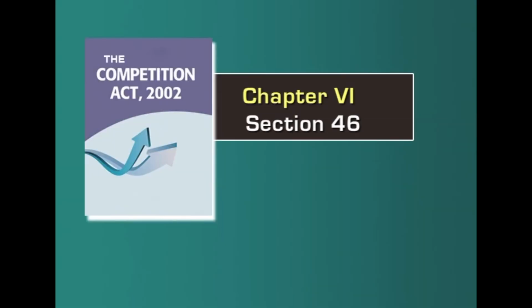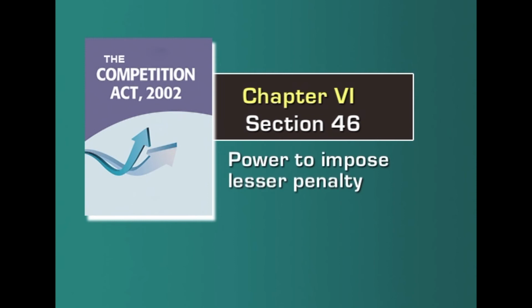The next section that deals with penalties is section 46. Section 46 talks about power to impose lesser penalty. Now, this is an interesting feature of the act where it provides the commission with the power to impose a lesser punishment subject to certain conditions. Now, what are the conditions?